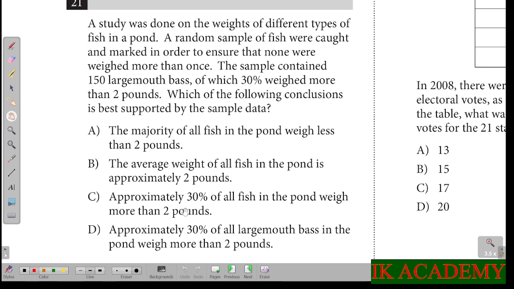Because the sample was taken randomly and it was 150 largemouth bass and the 30% weighed more than 2 pounds, so it means that option D is the correct option, because approximately 30% of largemouth bass in the pond weigh more than 2 pounds. So option D is the correct option.